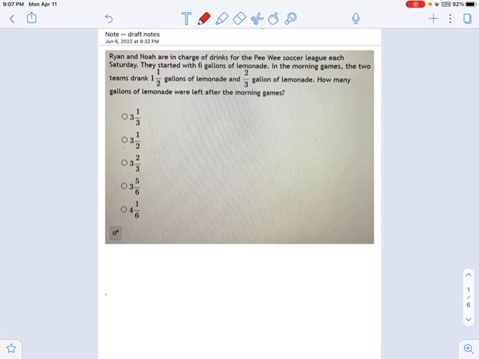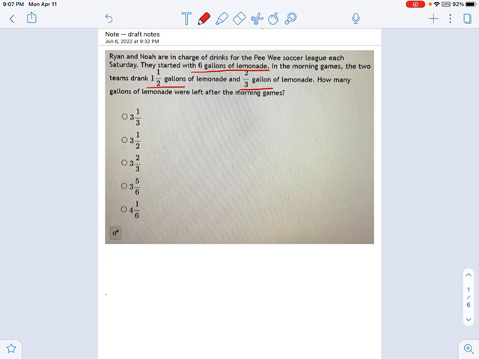In this example, we've got Ryan and Noah, and they're in charge of drinks for a Pee-wee soccer game, and they've got 6 gallons of lemonade. And they have 2 games going on. The first game, the team drank 1.5 gallons. The second game, the team drank 2/3 of a gallon. We want to know how much is left.